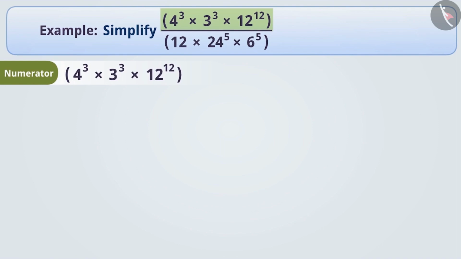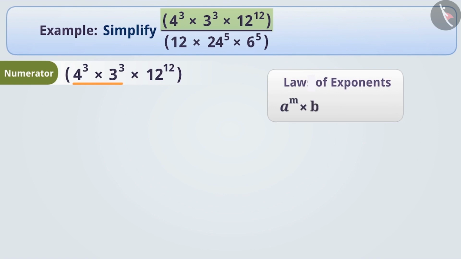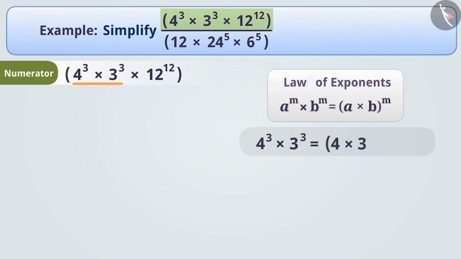Looking at the numerator, we understand that in 4³ into 3³, the exponents are the same in both the numbers. So here, we will use the law aᵐ into bᵐ is equal to (a into b)ᵐ. According to this law, we can write 4³ into 3³ is equal to (4 into 3)³, which is equal to 12³.